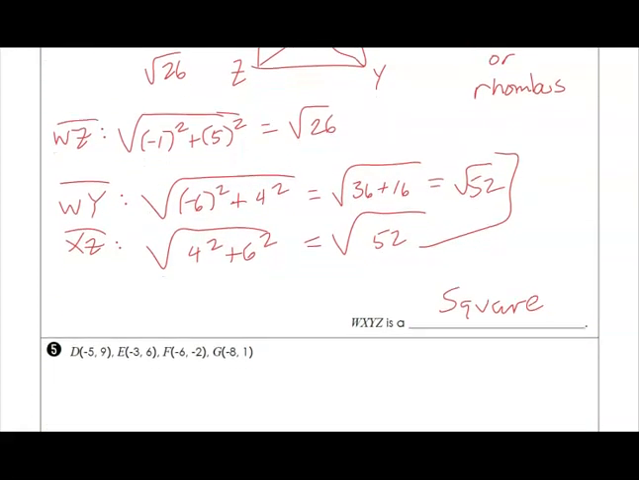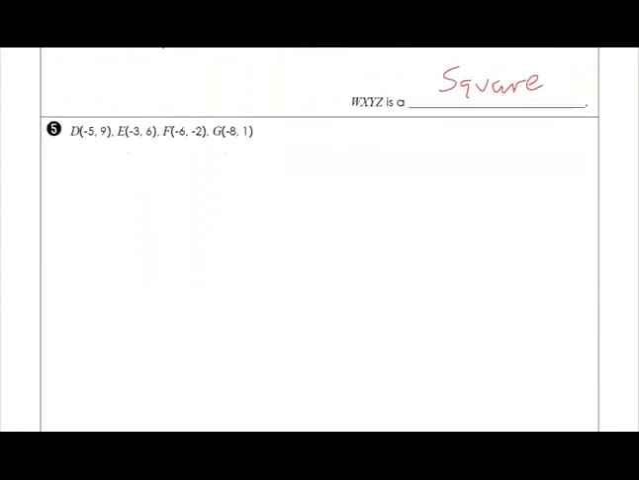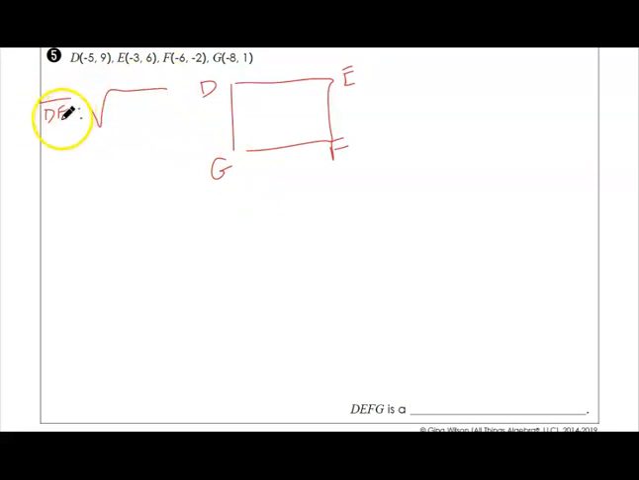All right. And we got one more of these, then we'll move to a different type of problem, and then hopefully you'll be ready to start the practice problems. D, E, F, G. We'll find DE length. Negative 5 plus 3 is negative 2. 9 minus 6 is 3. So 4 plus 9 is the square root of 13. That's DE.